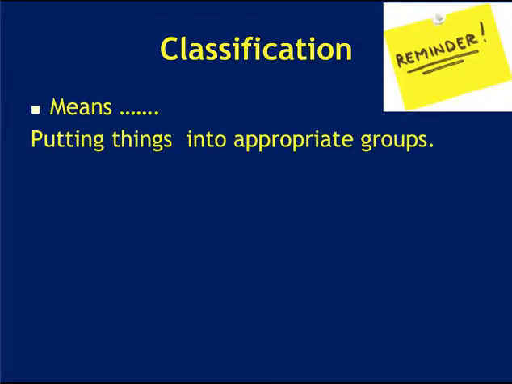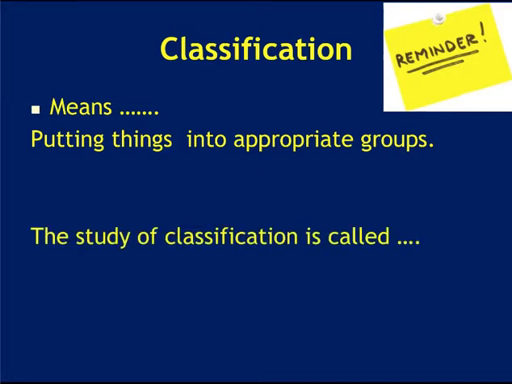So, classification. Some of these are going to be FYIs, but if you have to classify something, what does that mean? So in a biology sense, if you are into classification, you are going to be putting things into appropriate groups. So we're looking at living organisms and we're putting them into what we think is their appropriate group. And if you are an individual that studies classification, it is called taxonomy, and you are a taxonomist.